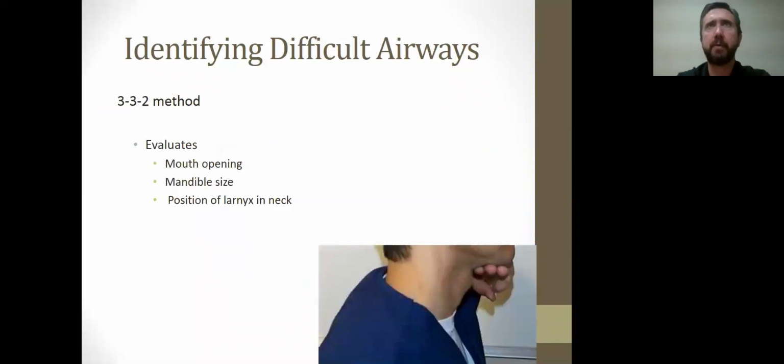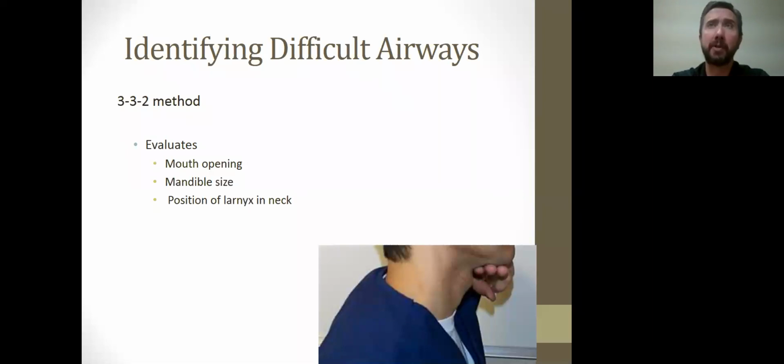Looking at this other method here, it's called the 3-3-2 method. The first 3 addresses the oral opening, so the patient should be able to accommodate 3 fingers between the incisors, 3 of their own fingers, not your fingers. Don't stick your fingers in patients. Any less than 3 may make it difficult to view the glottis or insert the airway device. For example, if I have 3 here and I have less, more likely I'm going to have a limited glottic view. The second 3 addresses the space available to accommodate the tongue during laryngoscopy.